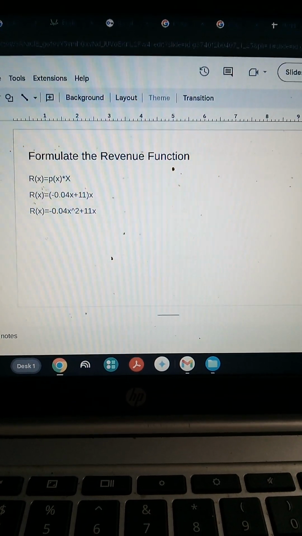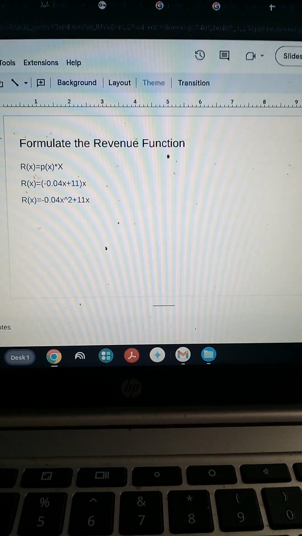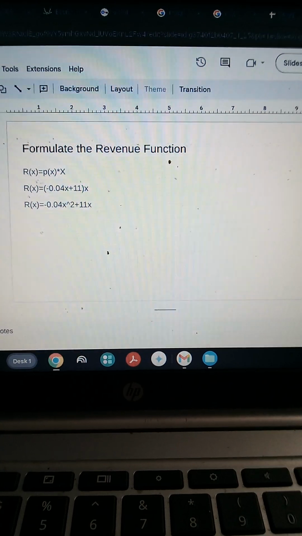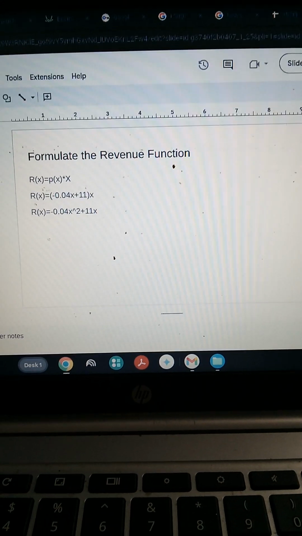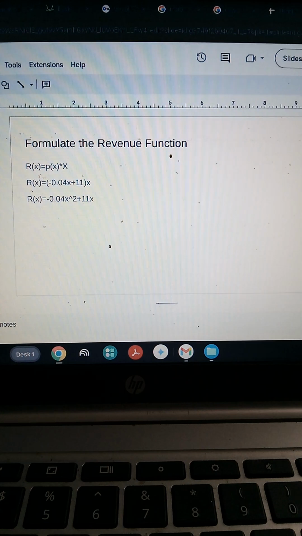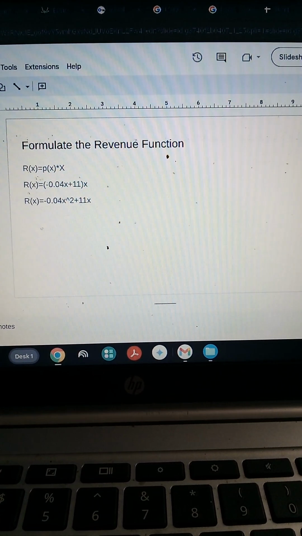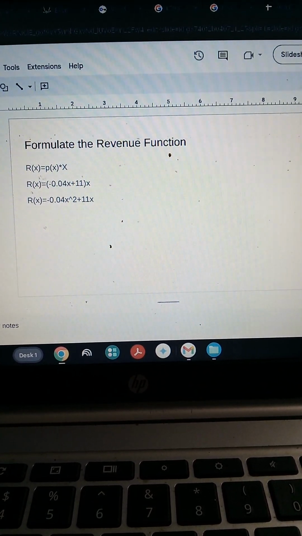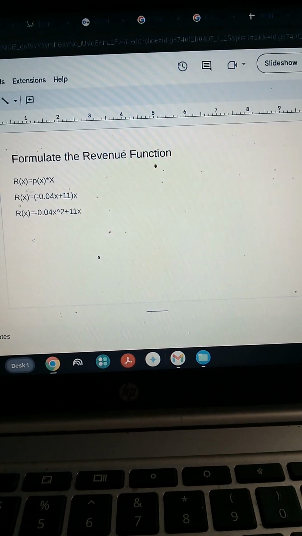Next, I formulated the revenue function, R of x equals P of x times x. We find the demand function and put that in, which is R of x equals negative 0.04x plus 11, times x, which equals R of x equals negative 0.04x to the power 2 plus 11x.